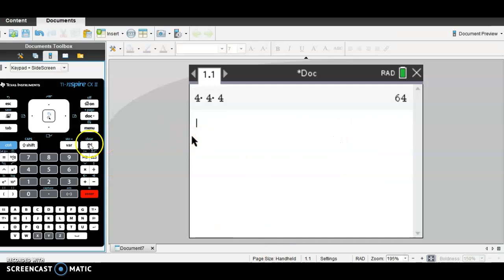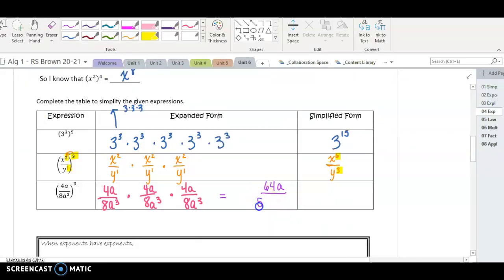Let me go back to my calculator. 8 times 8 times 8. That's 512. Those are big numbers. And then I have A. I have 3, 6, 9 of them, right? Oh, and how many A's did I have? 1, 2, 3 of them at the top, right? Okay. Well, you know what? That's not simplified, is it?